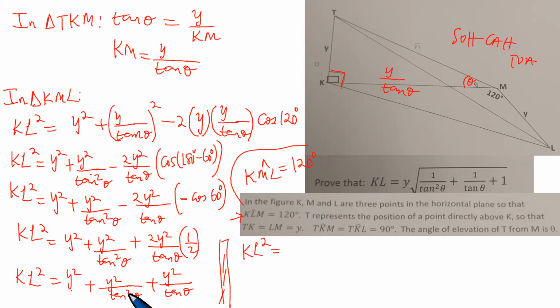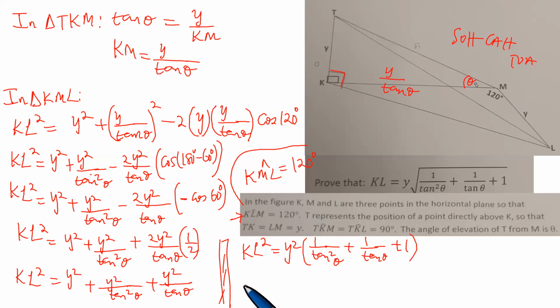And we have this. Now we clearly see that there is y squared, y squared, y squared, which is therefore a common factor. With that common factor, we have 1 over the tangent squared of theta, and then we have 1 over the tangent of theta plus 1.